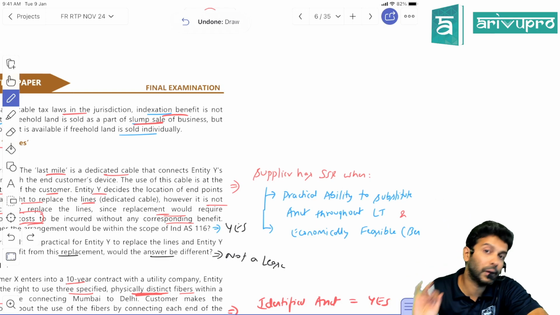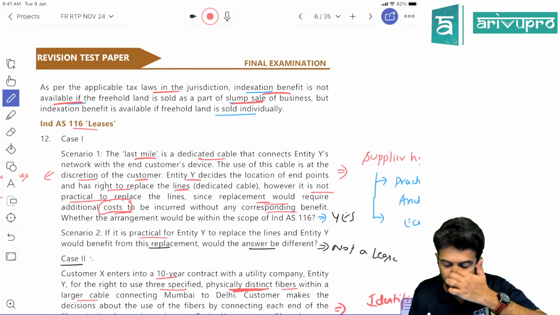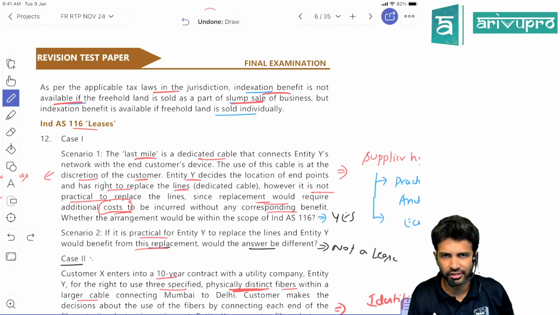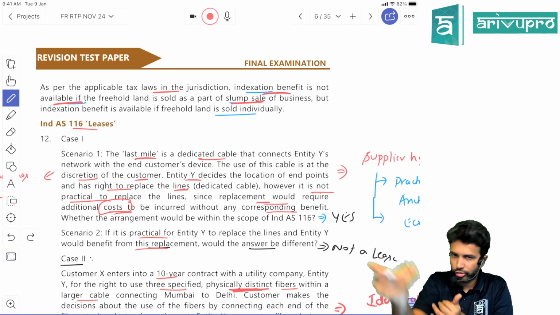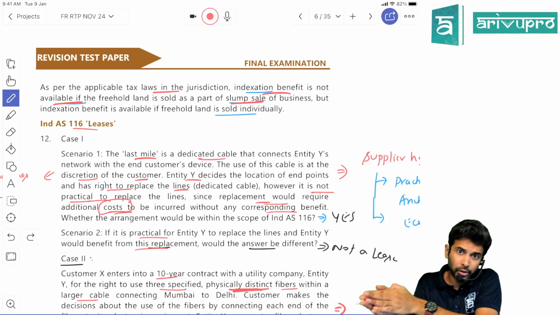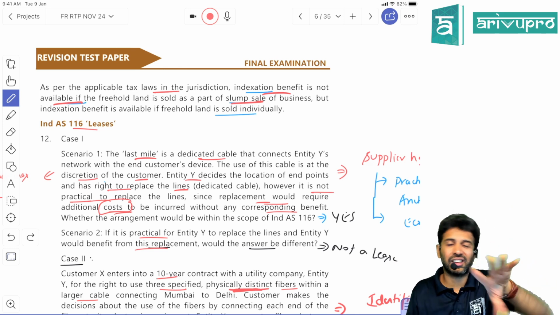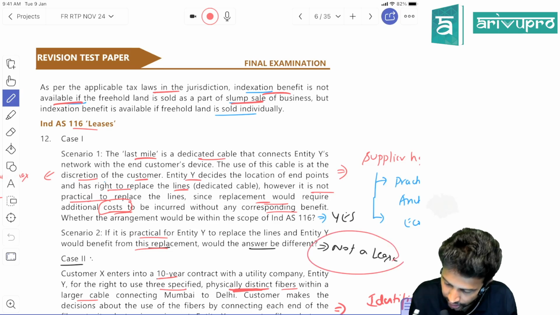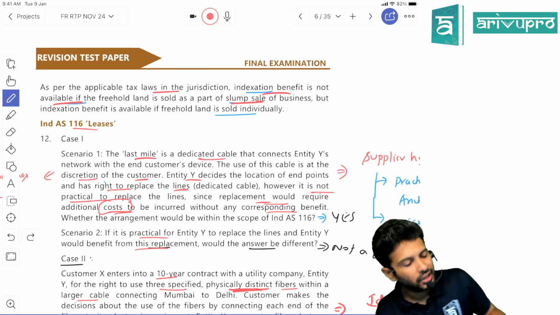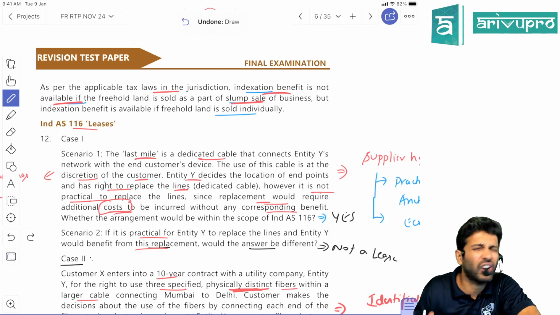So the lease provisions will be applied to this particular case. Scenario 2: if it is practical for entity Y to replace the lines and entity Y would benefit from this replacement. They have modified the above case. They are saying we have the ability to replace and we will get some benefit due to replacement. The supplier has a practical ability to replace throughout and he'll get some benefit. Then in this case, the supplier has SSR. Is it a lease? No, it does not become a lease because you cannot identify the asset. If the supplier has SSR, the customer will not have RTC over the identified asset. Hence, in the second case, it will not be a lease.